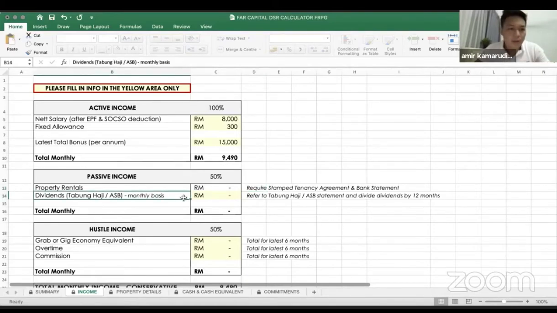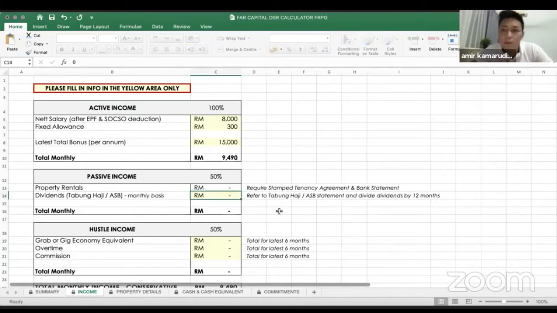So next is dividend. Kita tengok tabung haji atau ASB. Note that this is on a monthly basis ya. So kita kena whatever amount yang kita ada, kita kena bahagikan dengan 12. For example, you punya dividend tabung haji pada tahun ni, you dapat RM5,000. So you kena bahagikan dengan 12 lah. So that's around RM400 lah, around there. Okay, yang ni you kena refer to tabung haji ataupun EPF punya statement. So kita dapat total passive income.